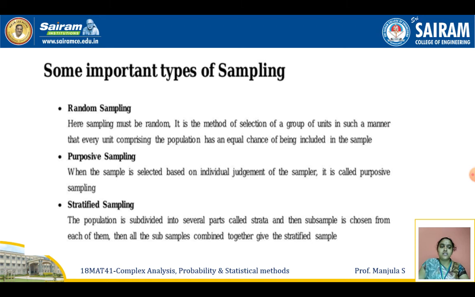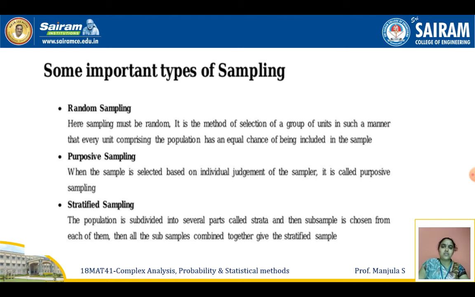Now we'll discuss some of the important types of sampling. First, random sampling. Here the sampling must be random. It is the method of selection of a group of units in such a manner that every unit comprising the population has an equal chance of being included in the sample. Random sampling means the selection happens suddenly. Purposive sampling means it is already well planned beforehand.